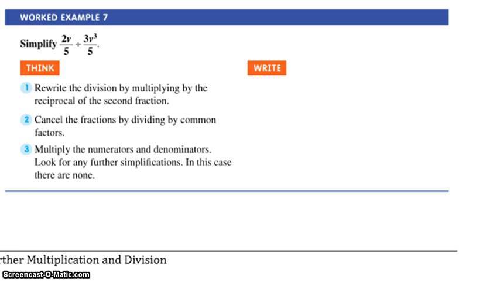Okay, so what we're going to do, first thing is we're going to rewrite it so that we have the multiplication and we have the reciprocal. So what have we got? We've got 2v over 5. Now it's divided by, we're going to do a multiply and we're going to do the reciprocal. So we had 3v cubed over 5. We're going to flip that and we'll have 5 over 3v cubed. So there we go. Now we've got our question.